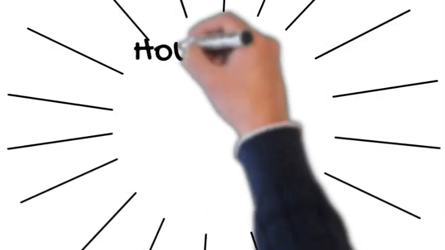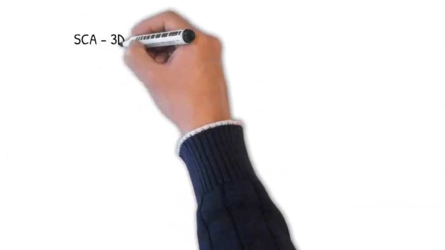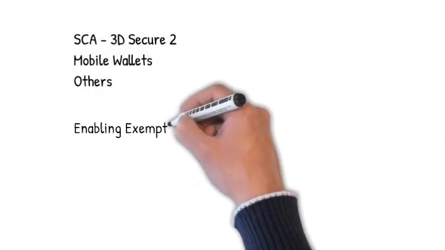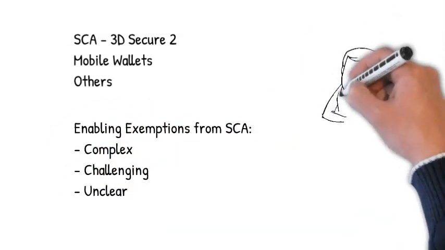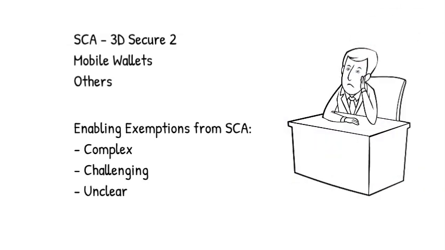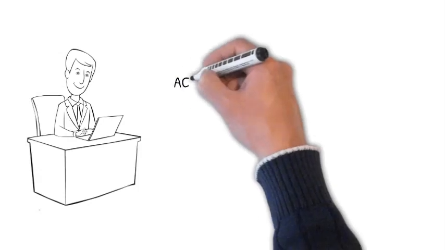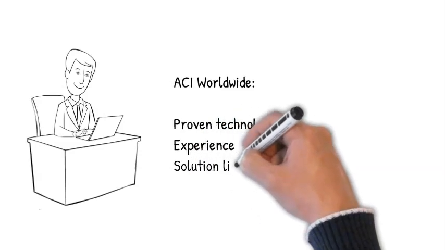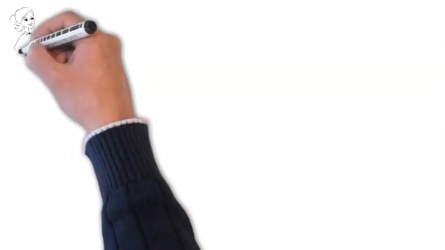So how do you implement SCA and exemptions? Enabling a compliant SCA will typically be achieved through the adoption of 3D Secure 2 and other methods. However, enabling exemptions from SCA is often seen as more complex and challenging to implement. Fortunately, ACI Worldwide has the proven technology and experience to enable an effective and compliant SCA and exemptions decisioning engine, and the solution is live today across many financial organizations throughout Europe. To understand the solution in a bit more detail, let's now look at a high-level use case.